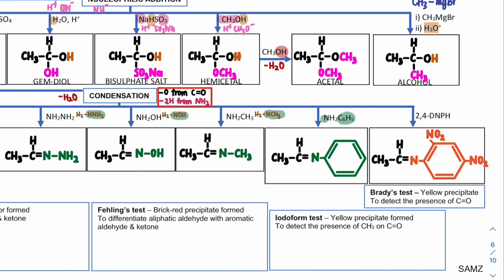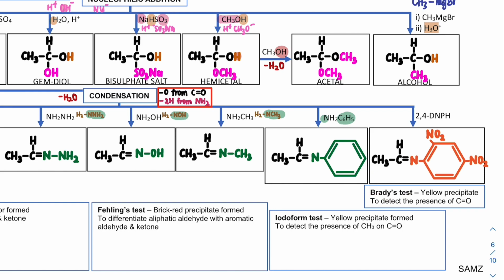Dia sebenarnya macam ni. H2N and then H2N and then ada NO2, and then we have NO2. So H2 ni kita dah remove lah. Okay, tapi for the 2,4-dinitrophenylhydrazine ni dia ada extra sikit, is where it is used for Brady's test.